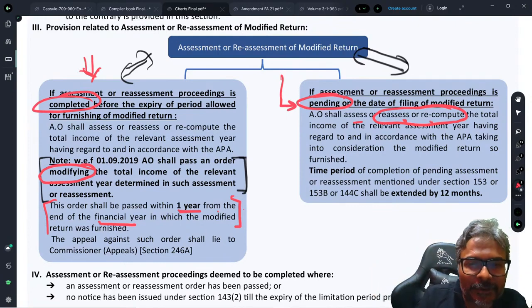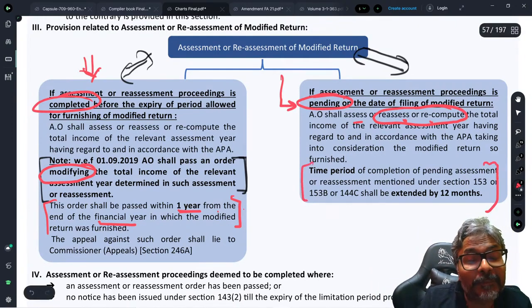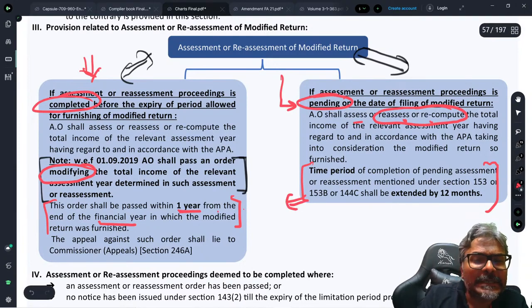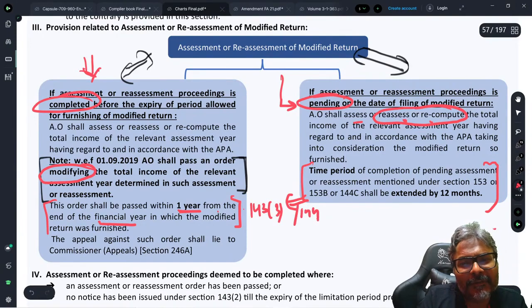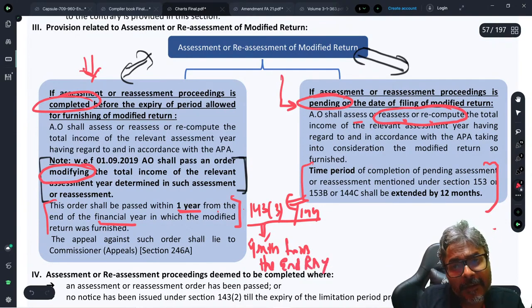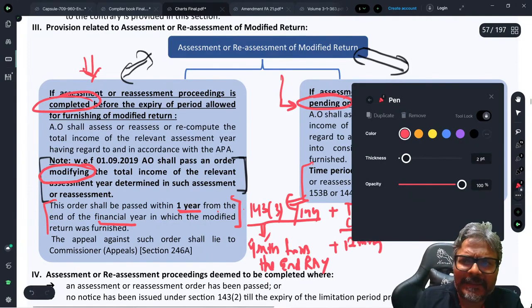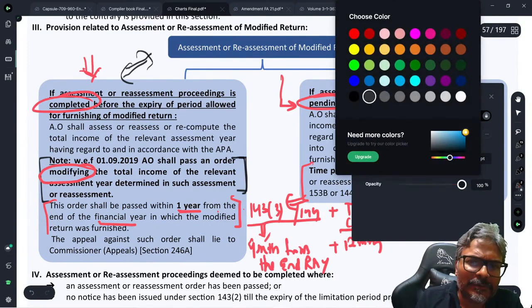And because he is reassessing or recomputing the entire total income, the time limit to complete the assessment will also change. Now, many students are asking, sir, what is the time limit here? If you talk about the time limit of regular assessment, say under 143 or 144, the normal assessment time limit is 9 months from the end of the relevant AY. Now, because it is a transfer pricing case, this 9 months will be added to 12 months more. For every transfer pricing case, as every one of you is aware, we add this 12 months.